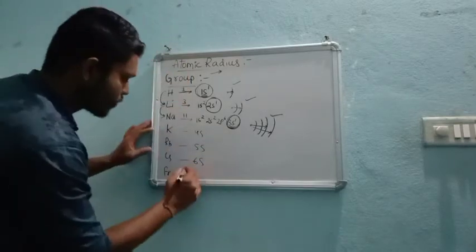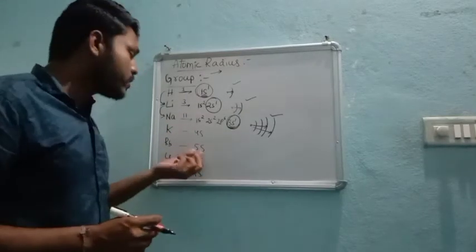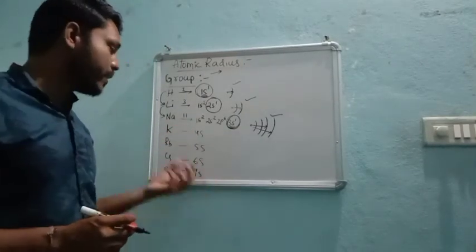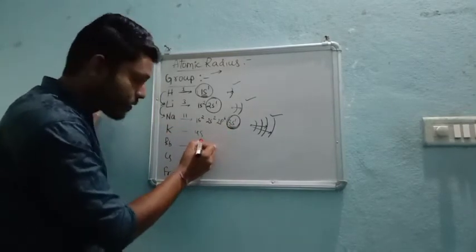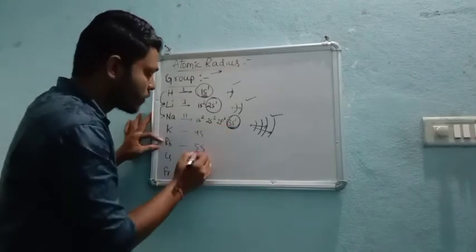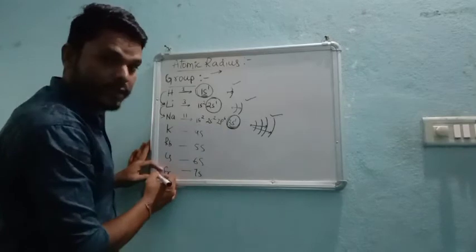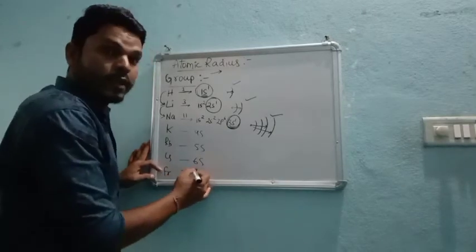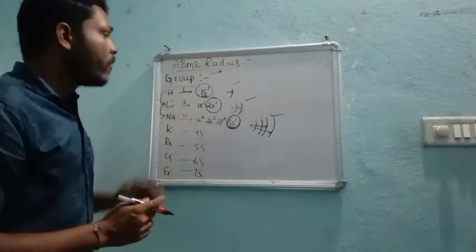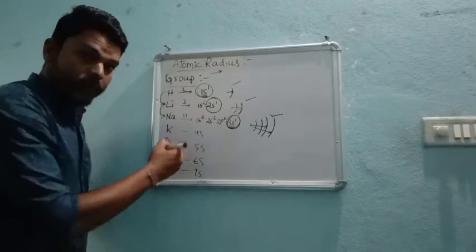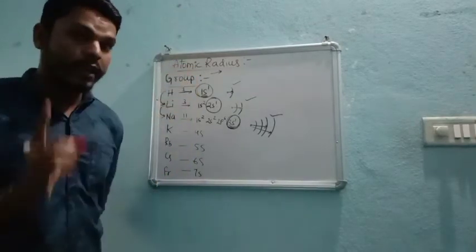These are all s-block elements, so the last electron will enter into the s subshell only. On that basis I am writing directly that in potassium we move into the new shell, 4s. In rubidium we move into the new shell, 5s. In the same way cesium 6s, and in francium 7s. So what is happening in the group is that, while moving from top to bottom, the size or the atomic radius is increasing.